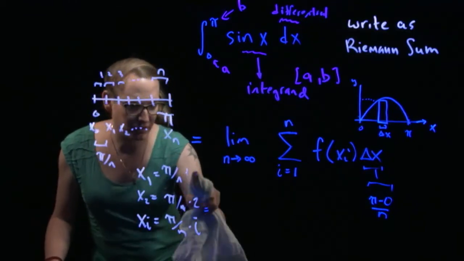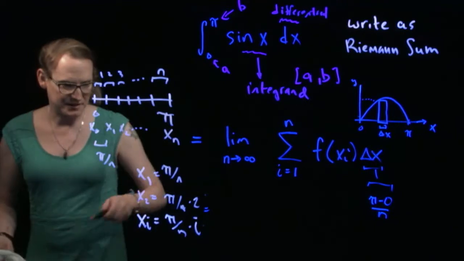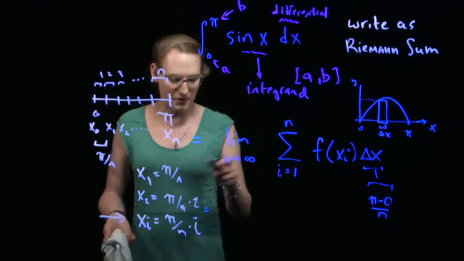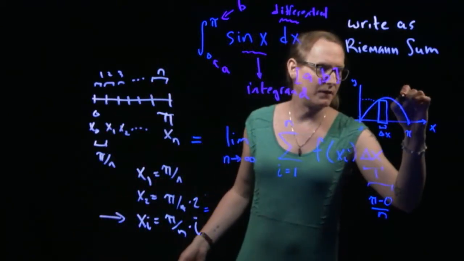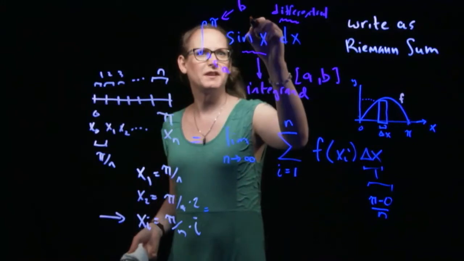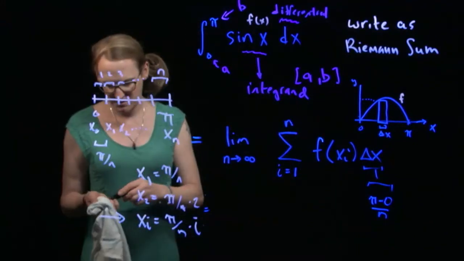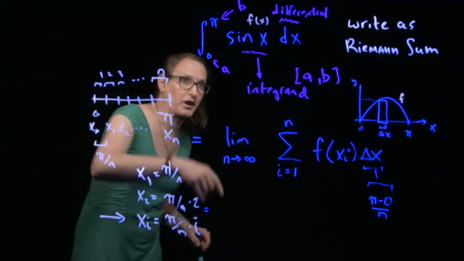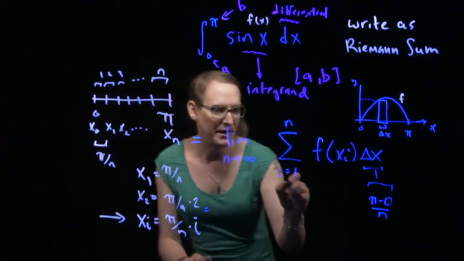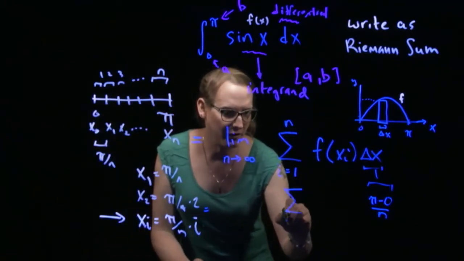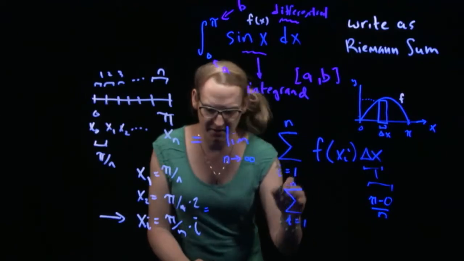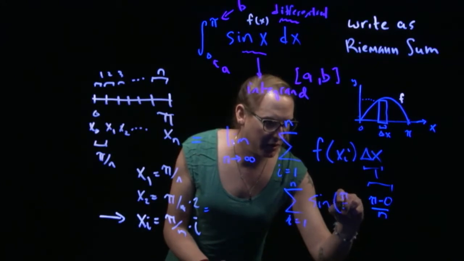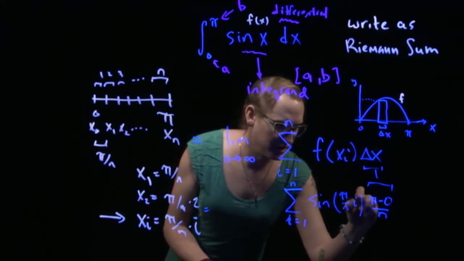So I'm going to erase my plus zeros. This is the thing that I needed to go right here. f is sine of x. f is the function that I'm integrating. So this is the function f. This is f of x. So putting this expression, pi over n times i, into f, I'm going to have the sum from i equals 1 to n of sine of pi over n times i.